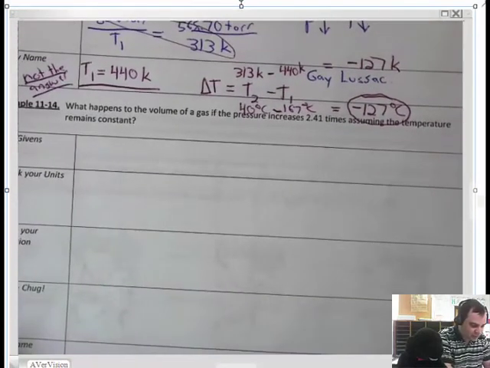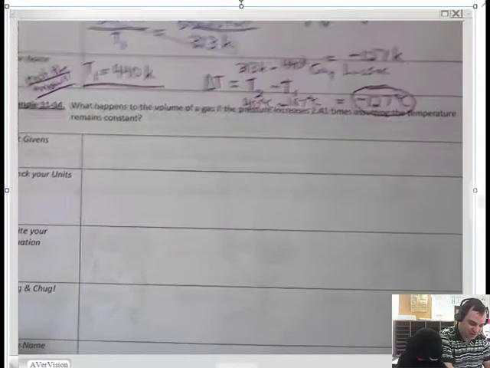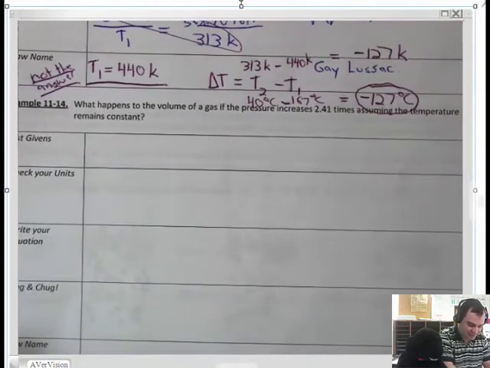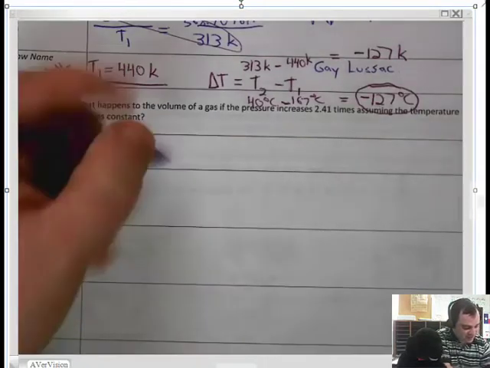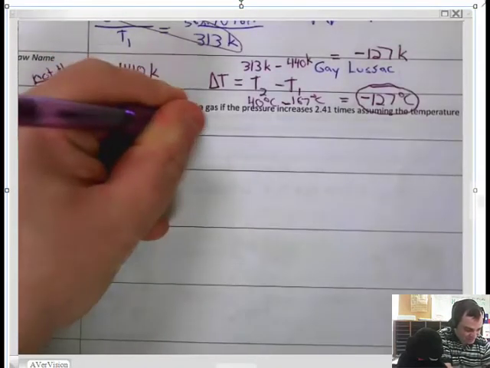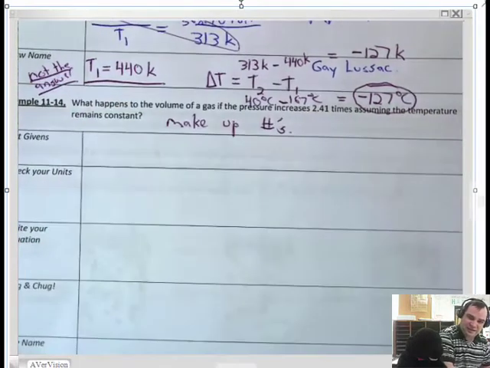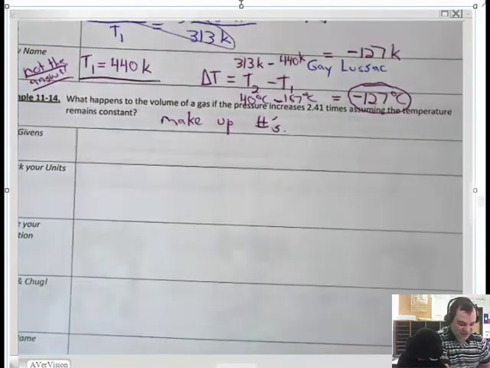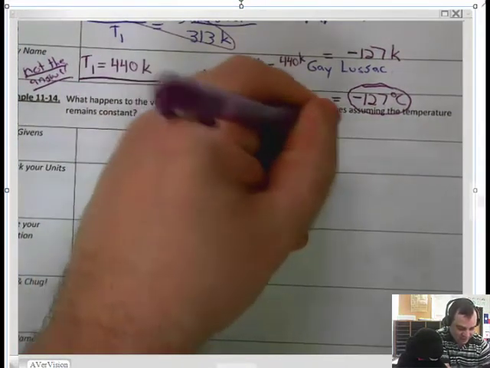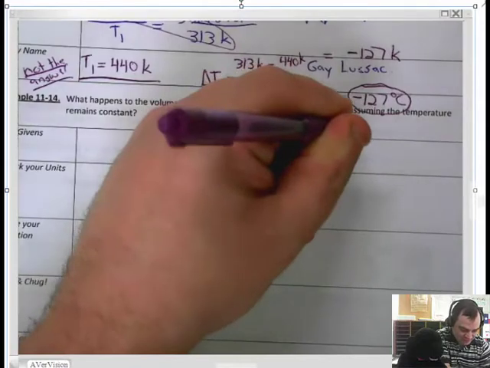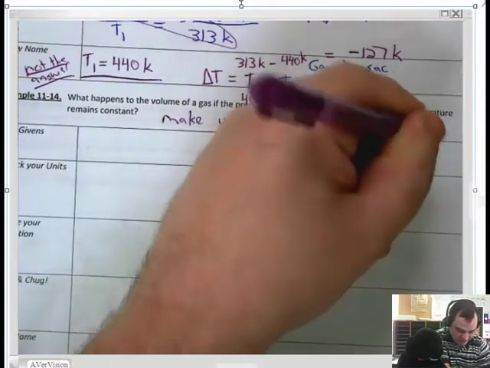What happens to the volume of a gas if the pressure increases 2.41 times, assuming the temperature remains constant? Everybody's looking at this problem and going, what? Where are the numbers? Well, here's the thing. You get to make up the numbers. This is a key Harridan strategy here. This is what we call the Harridan law of ones. It works in physics too.